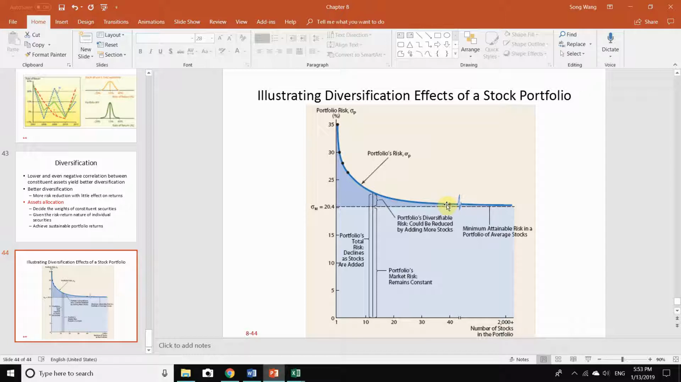That's when your marginal benefit equals the marginal cost. If you keep adding more stock, then the cost to add that additional stock would exceed the benefit of adding it. So that's where you stop. The benefit of adding the stock is risk reduction.